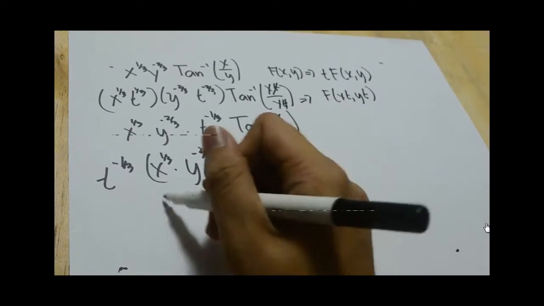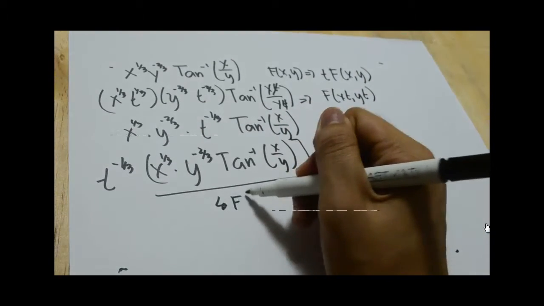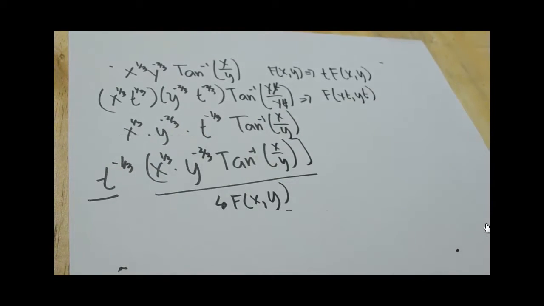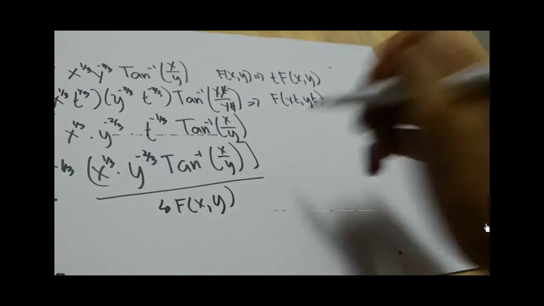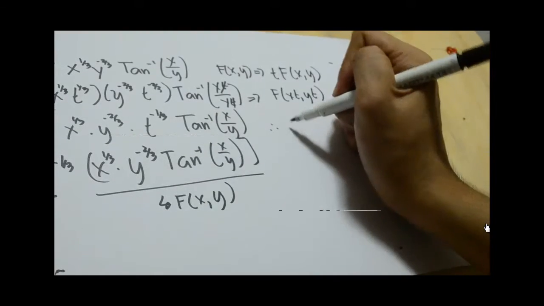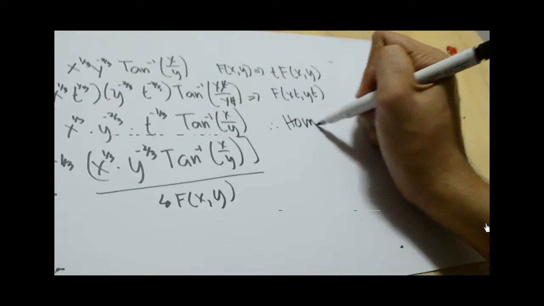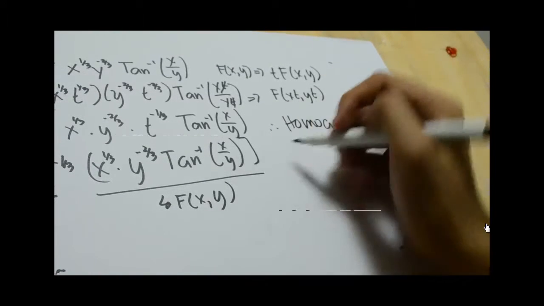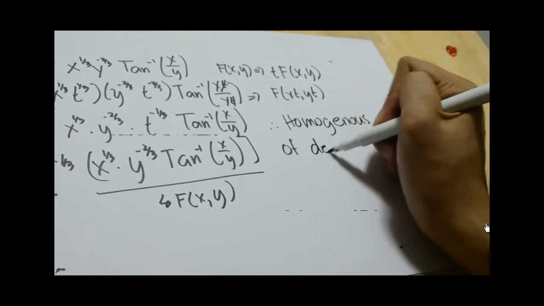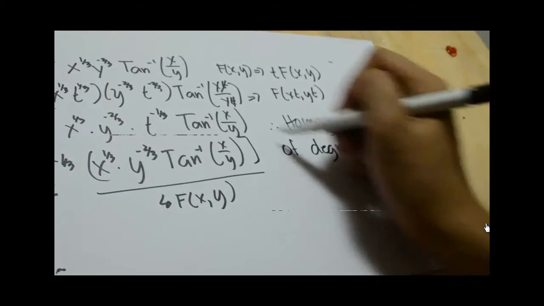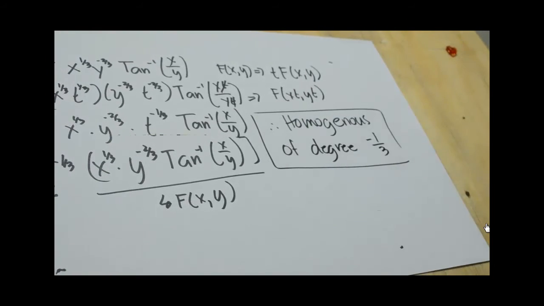So as you can see, this one is our f of x, y, and we have t to the negative 1/3. So therefore, we can conclude that our equation is homogeneous of degree negative 1/3. This is my final answer.